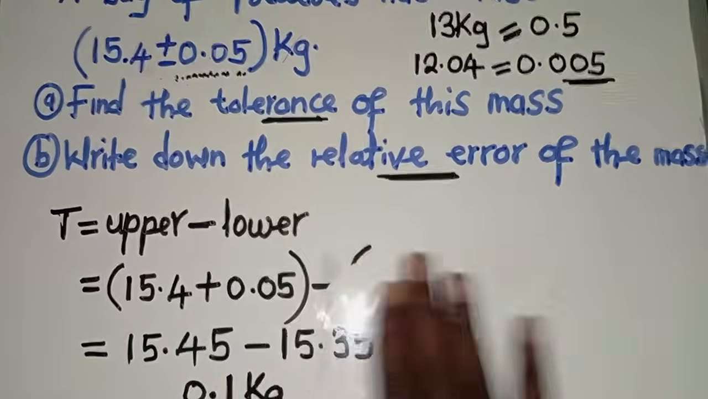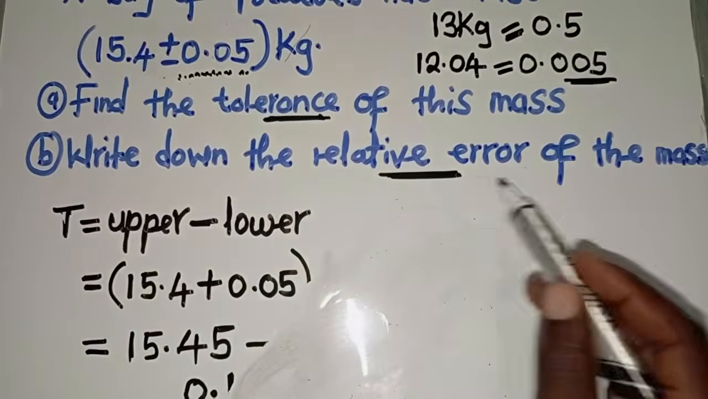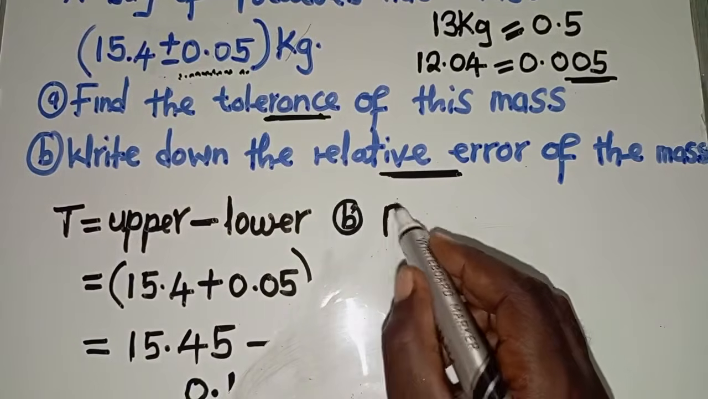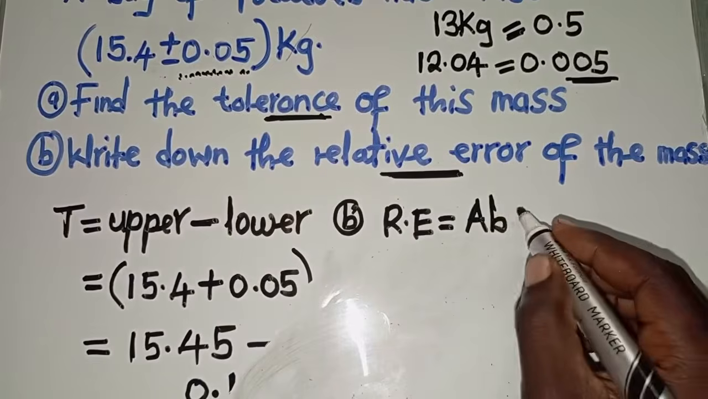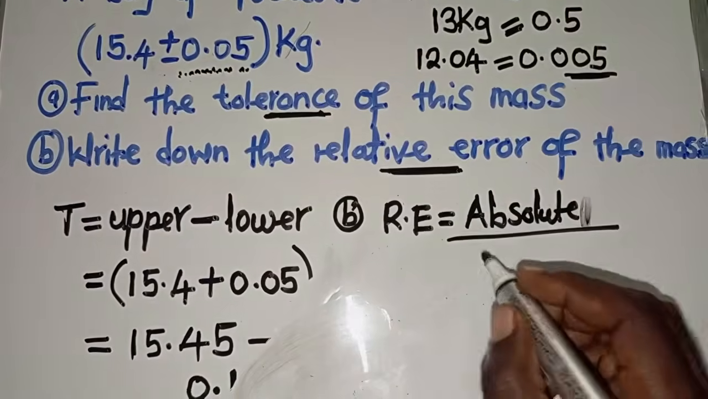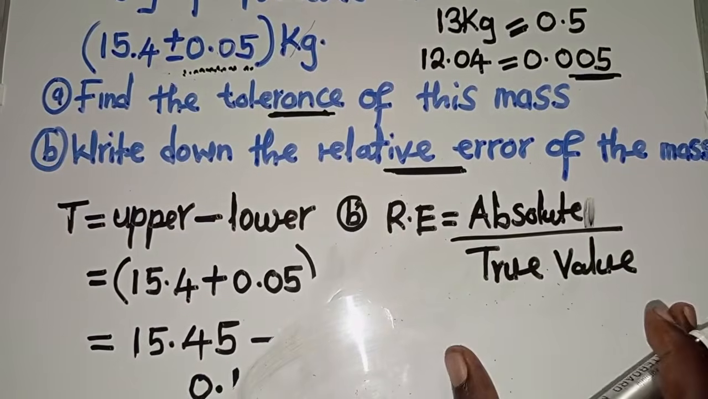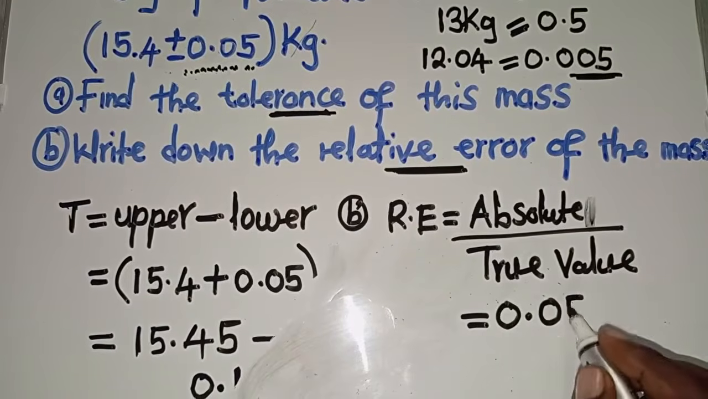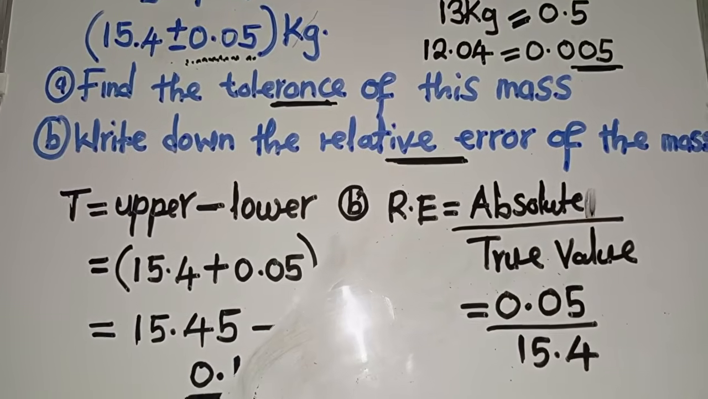So I guess you've seen now I've answered this one. I guess this is so simple. I go to this one. Write down the relative error. So how do we find the relative error? For us to find the relative error, I say absolute error over true value. This is the formula where I say absolute, that is 0.05, then true value, that is 15.4. This is the answer you're going to get.